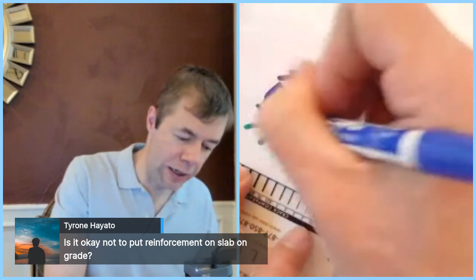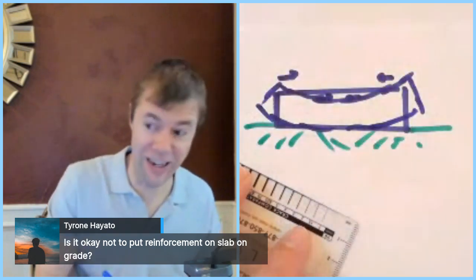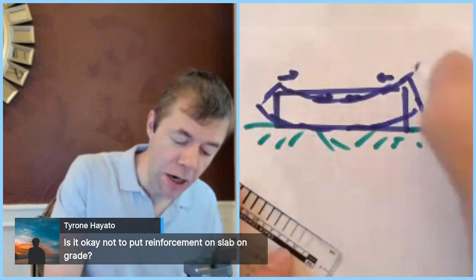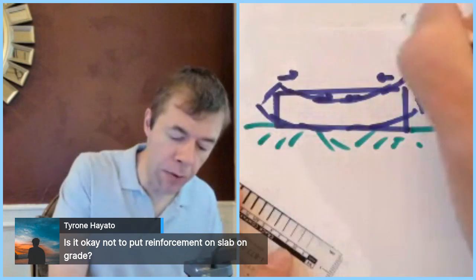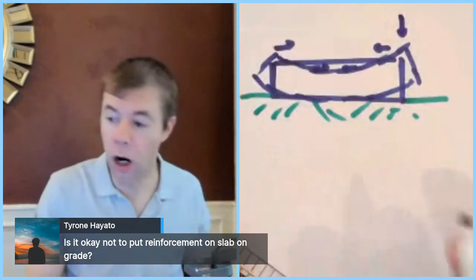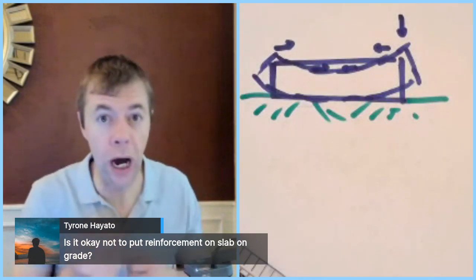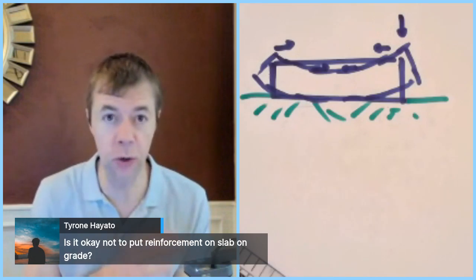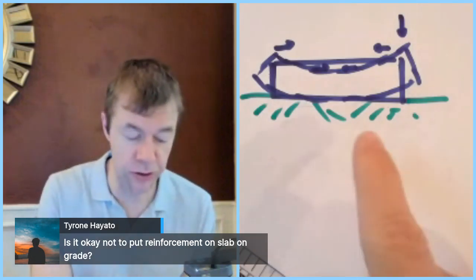And you'd say, does that really happen? Yeah, it does. And then at the edges of the slab, either from the self weight of the slab or if there's a point load put on the edge, it'll again cause cracks. So Tyrone, if you don't want to use any reinforcement, there's a couple ways to do that.